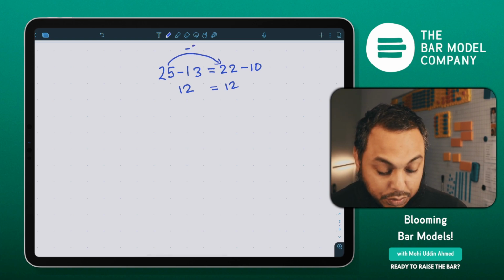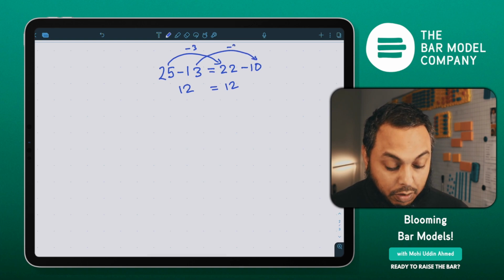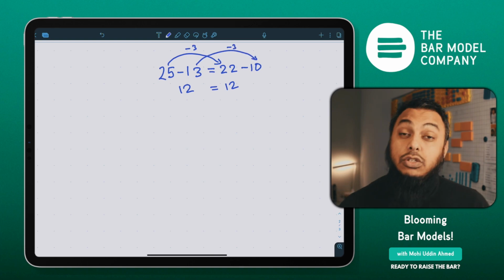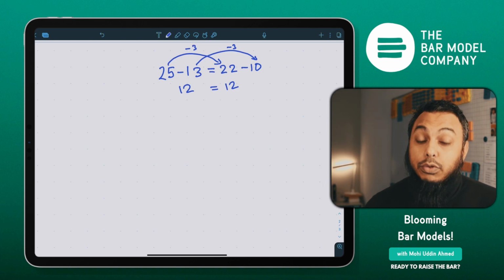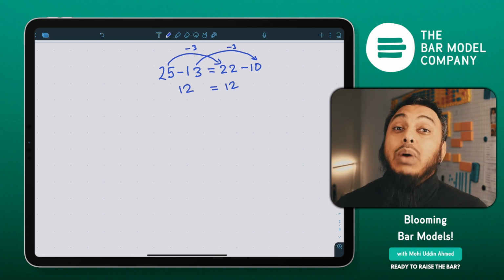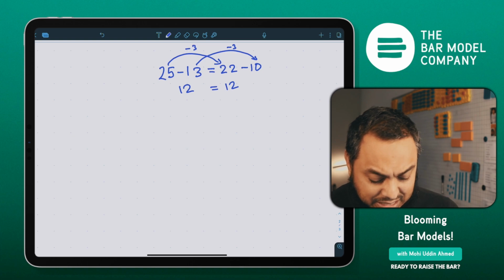I've taken away 3 from 25 to make 22, and I've taken away 3 from 13 to make 10. And so what we're really saying is that when we subtract the same amount from those two numbers, then we still have the same difference. Does that make sense? Why is it that they're the same difference?